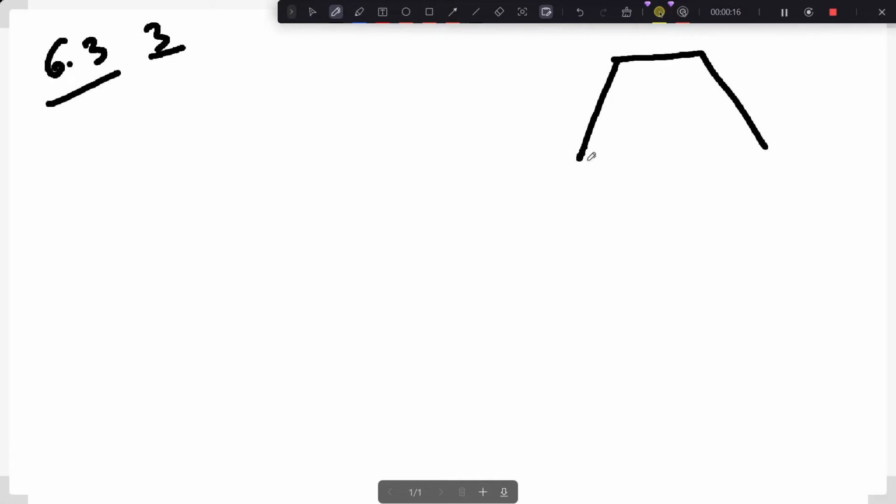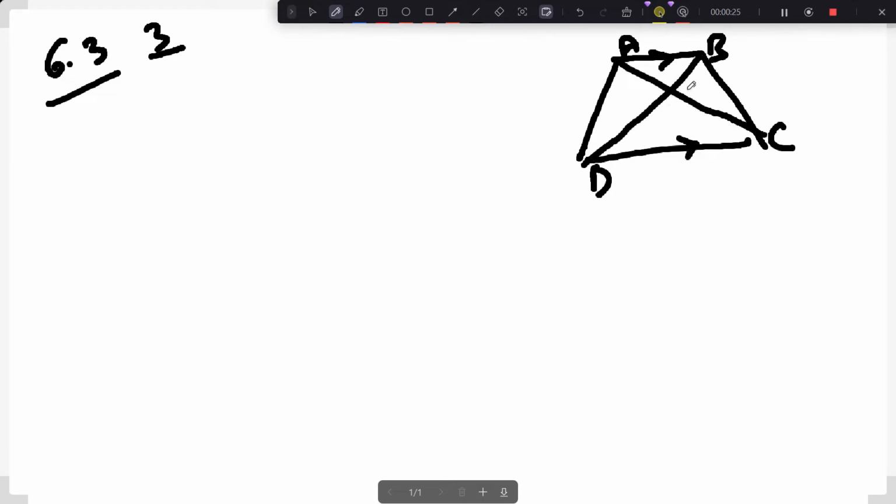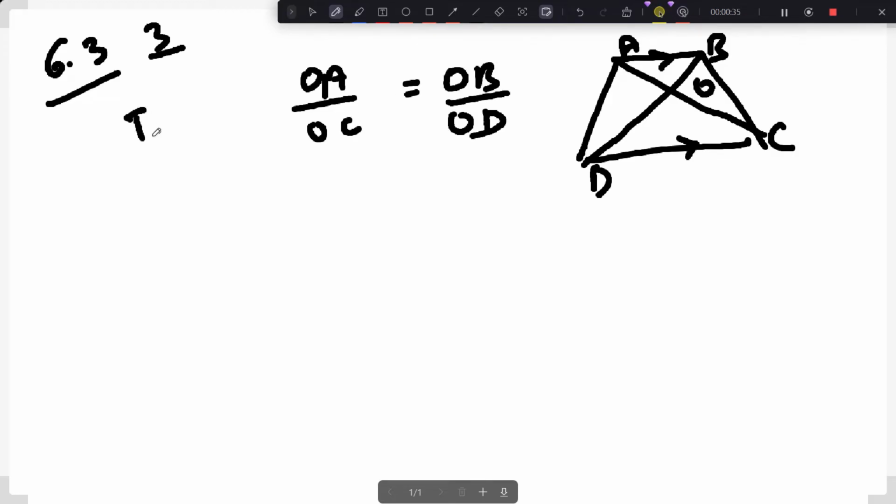Moving to question number 3 of exercise 6.3. It's given that there is a trapezium ABCD where AB is parallel to CD. The diagonals have been joined. So the question is that we need to prove that OA by OC equal to OB by OD. This is what we have to prove.